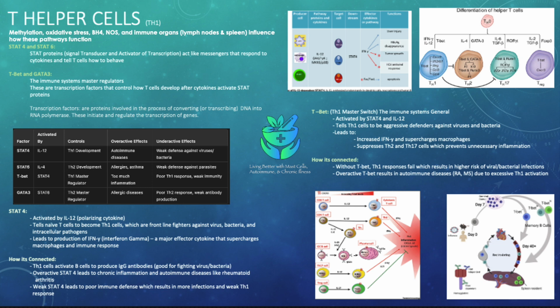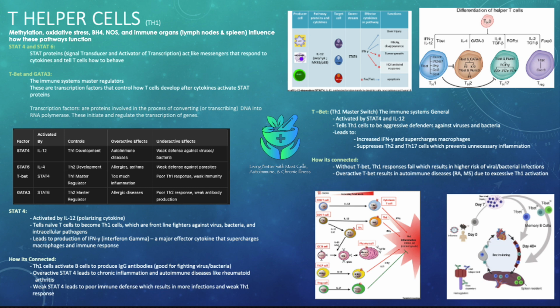GATA3 is activated by STAT6. This is the T helper cell class 2, Th2, master regulator. If it's overactive, it'll cause allergic diseases. If it's underactive, that means a poor Th2 response, which means weak antibody production. If there's not enough antibody production, it's going to make it more difficult for you to clear pathogens, viruses, and other foreign debris that doesn't belong.